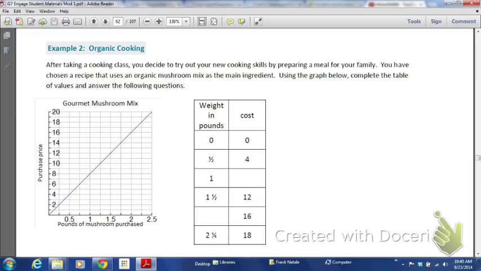Okay, so in this next example, it's going to be a little bit different. You are given a graphical representation of this relationship between weight in pounds and cost, and then you're going to be asked to use that graph and the table to answer some questions. So let me go ahead and read this to you.